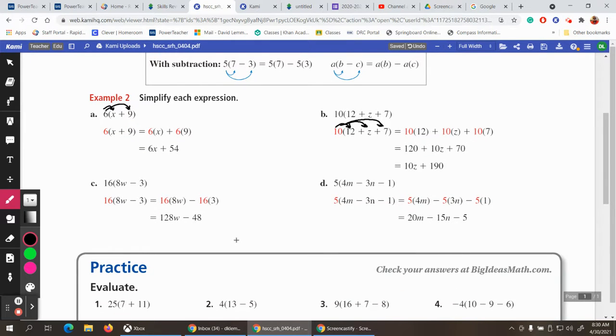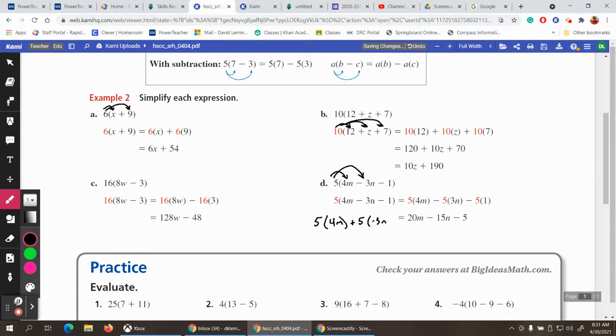All right, and so it works the same way, even if you are subtracting. I don't like what they do here. Again, this is the 5 times 4, so it'd be 5 times 4m, okay? And then that would be 5 times a negative 3, so that's 5 times a negative 3n. I keep the negative with the negative, and this would be a positive there.